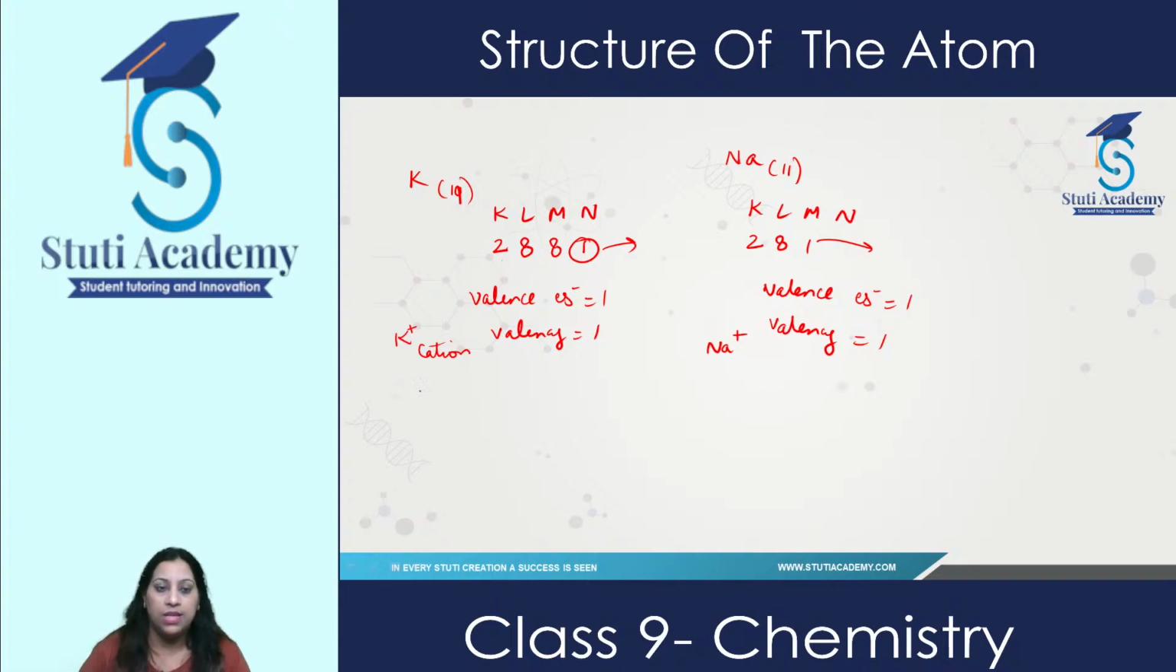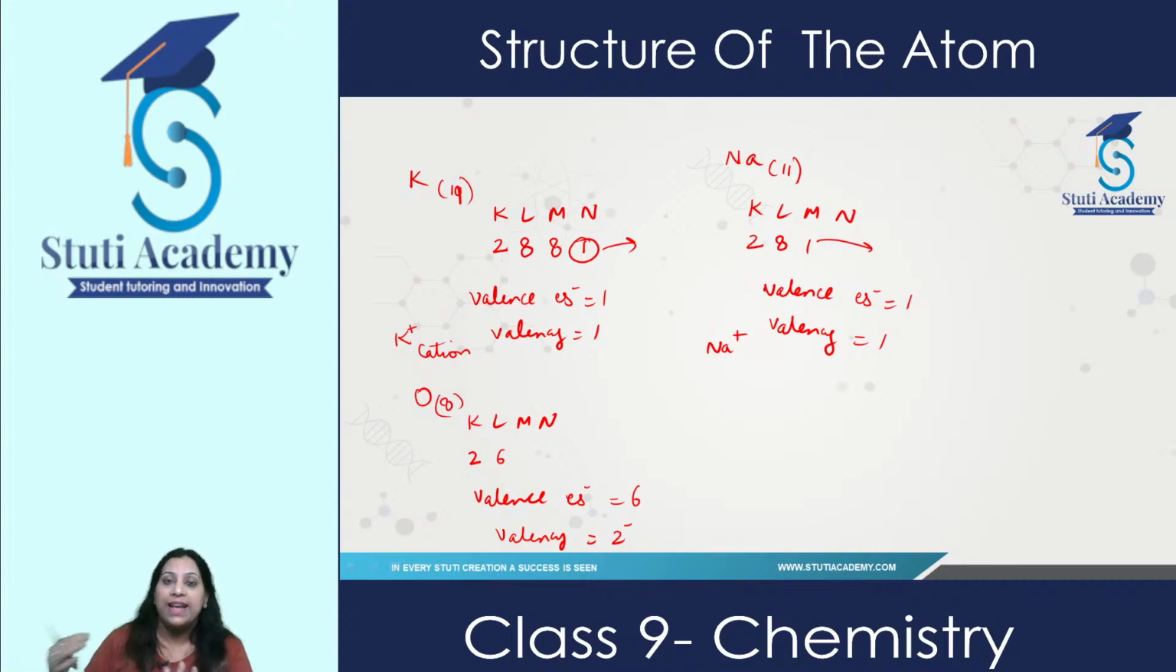Now let's see this example, oxygen. Its atomic number is 8. KLMN. First we'll write all the energy shells, then we'll fill electrons accordingly. I'll write 2 and 6. So to be stable in nature, it needs 2 electrons, but it cannot lose 6 electrons. So here the valence electrons in this case are 6 and valency is minus, because here it is accepting 2 electrons and it becomes O2 minus.